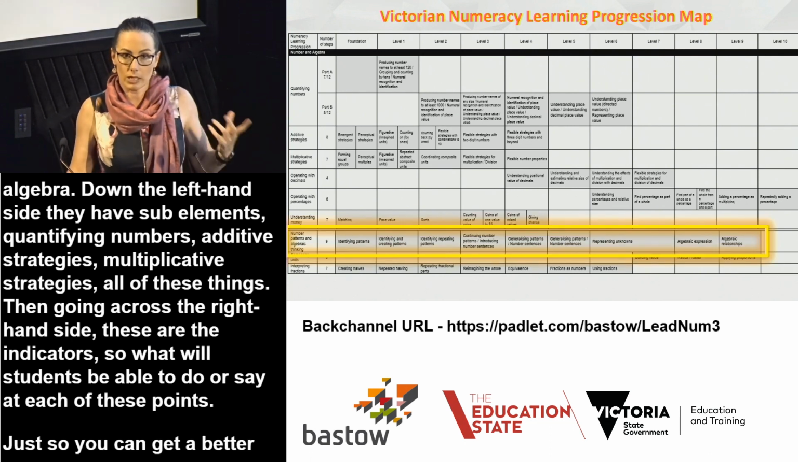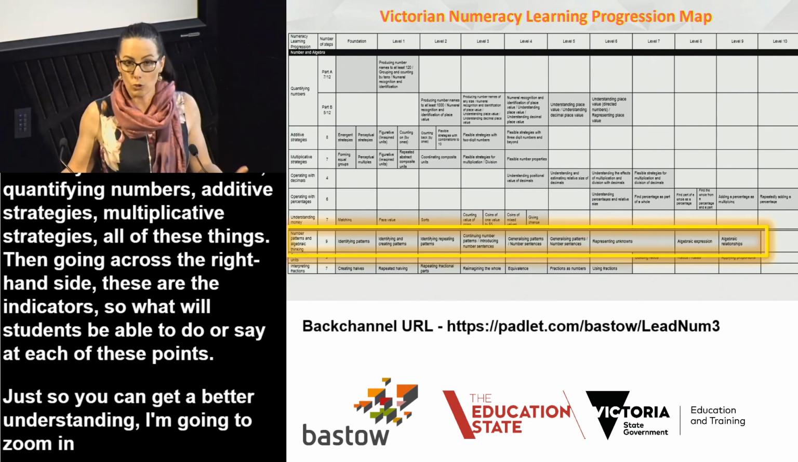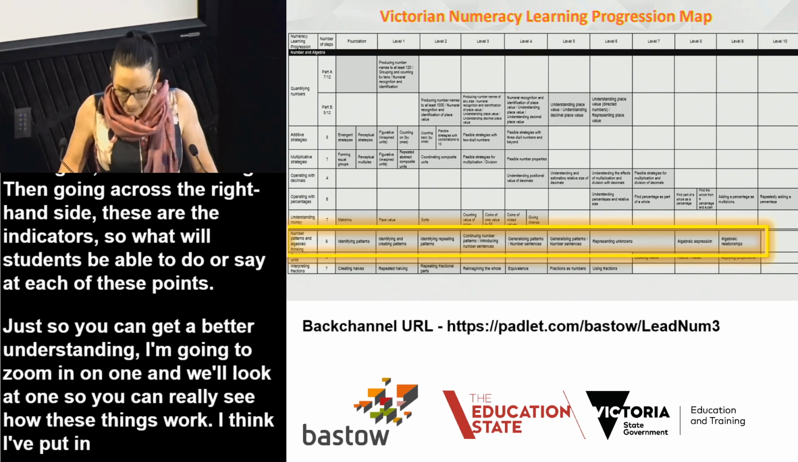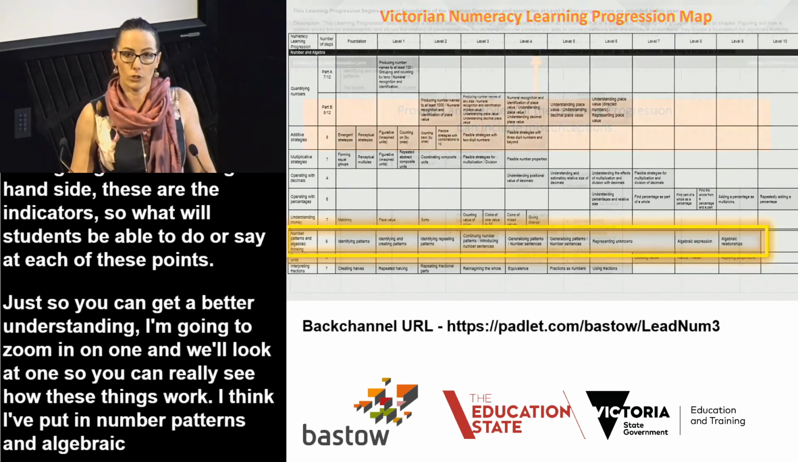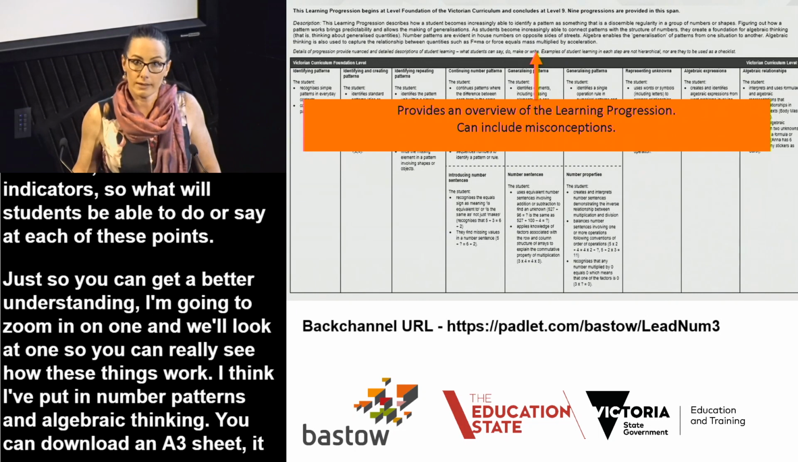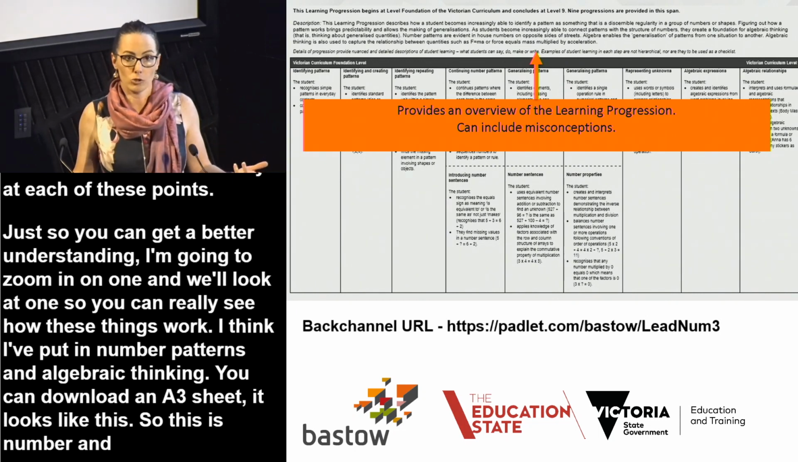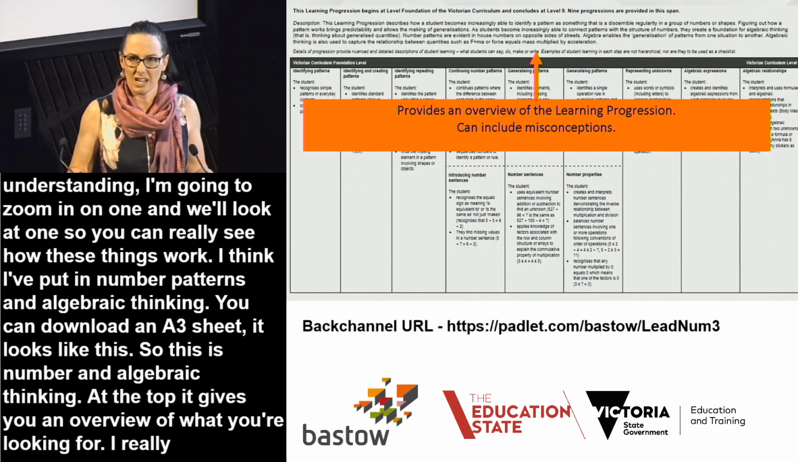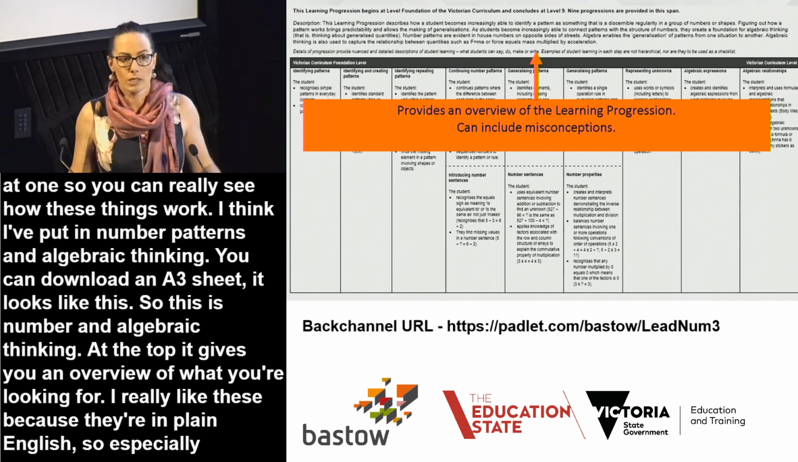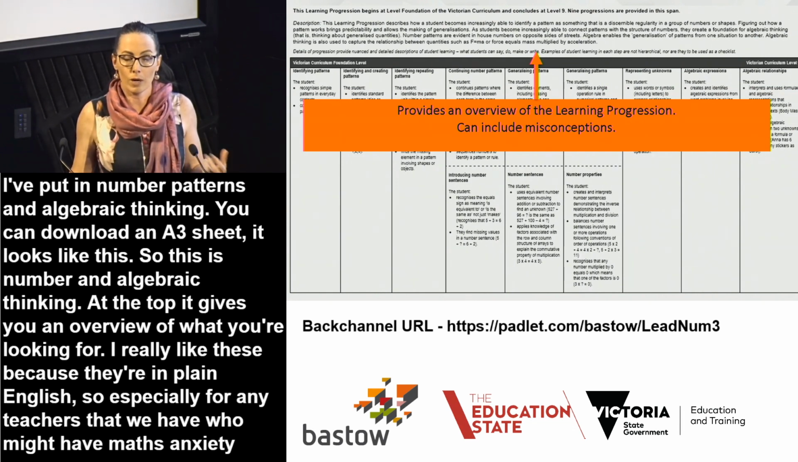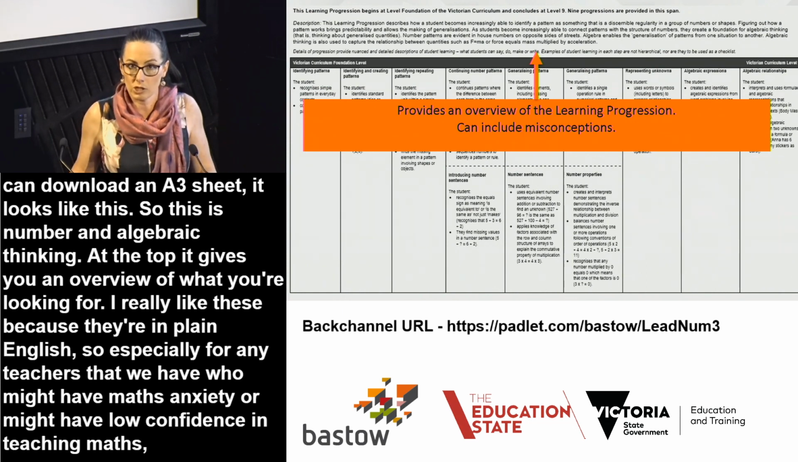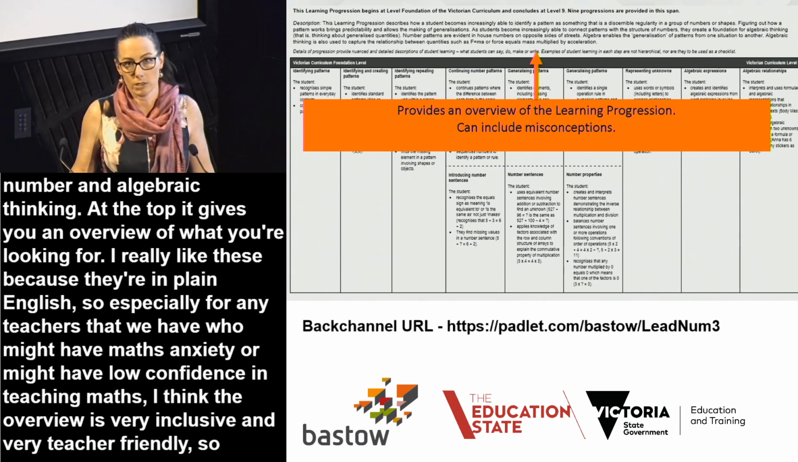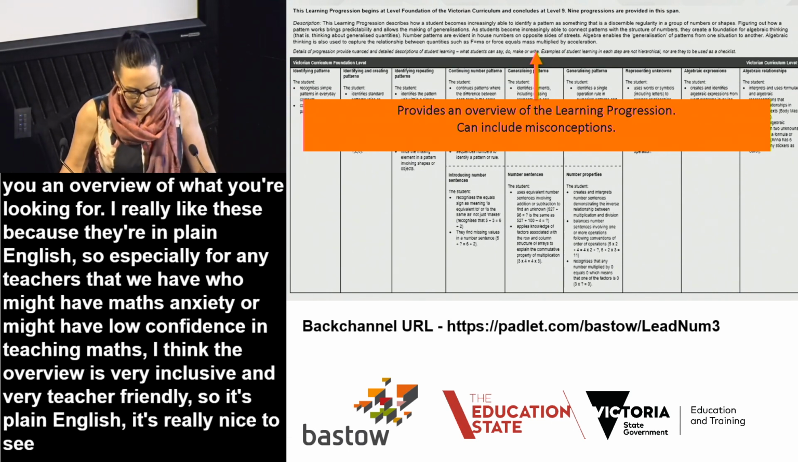Just so you can get a better understanding, I'm going to zoom in on one so you can really see how these things work. Let's have a look at number patterns and algebraic thinking. You can download an A3 sheet, looks like this, and at the top it gives you an overview of what you're looking for. I really like these because they're in plain English, especially for any teachers who might have maths anxiety or low confidence in teaching maths. I think the overview is very inclusive and very teacher friendly.